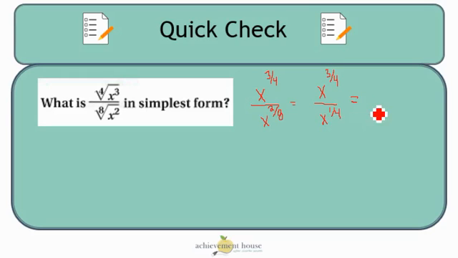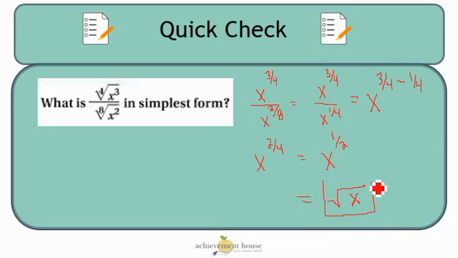And if we use properties of exponents, since the bases are the same, they're both x, we can subtract the exponents. And so we'll get x to the 3/4 minus 1/4, which is 2/4, which will simplify to x to the 1/2. And if we rewrite that in radical expression, the square root of x is as simple as this expression can be, because we don't know what x is. And that's one way you can simplify using rational exponents.